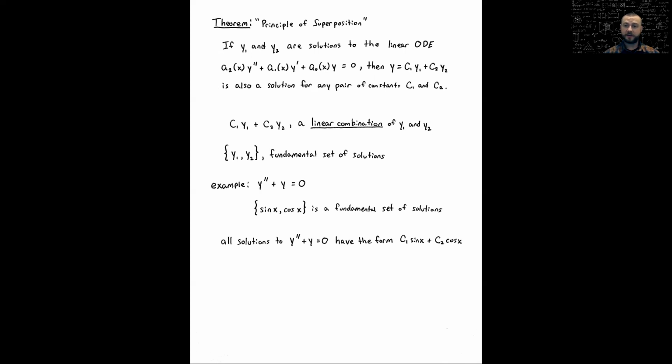Now, if we combine those two solutions, sine of x and cosine of x, what this theorem says is that all solutions to this differential equation have the form a constant times sine of x plus a constant times cosine of x. So in some sense, once you get your two basic solutions, sine of x and cosine of x, you can then build up all other solutions from those two basic solutions.